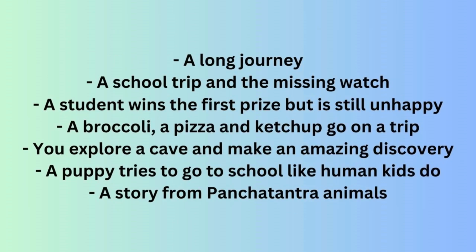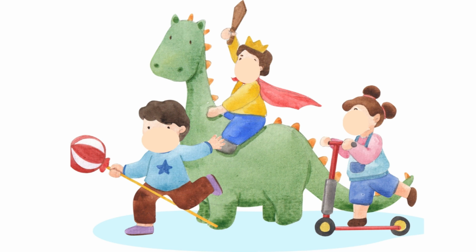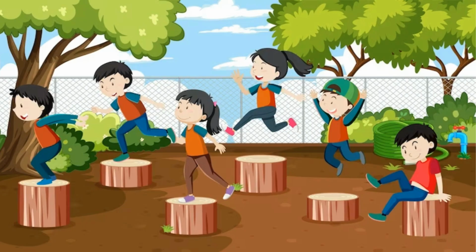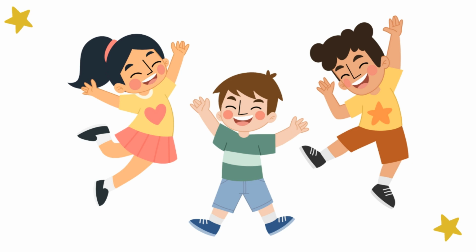From the given list of topics, choose a topic that you would like to create a story on. A long journey, a school trip and the missing watch. A school wins the first prize, a student wins a first prize but is still unhappy. A broccoli, a pizza and ketchup go on a trip. You explore a cave and make an amazing discovery. A puppy tries to go to school like human kids do. A group of students got stuck in school with magical powers. A story inspired from Panchatantra animals or characters. So you can come up with any story which you like.